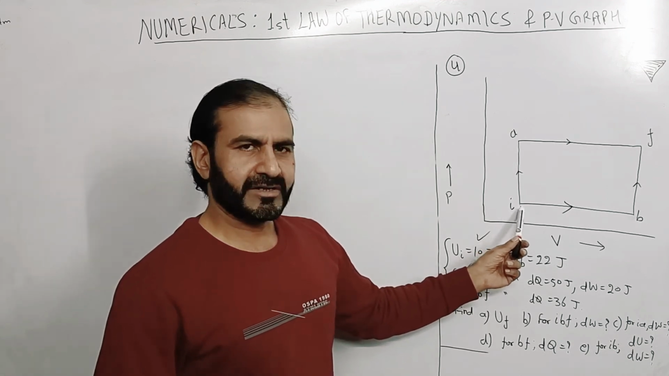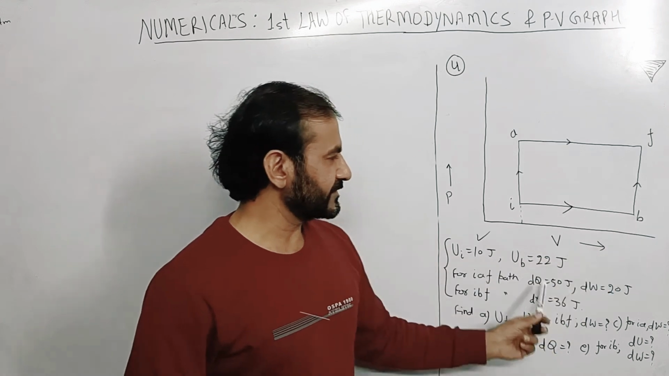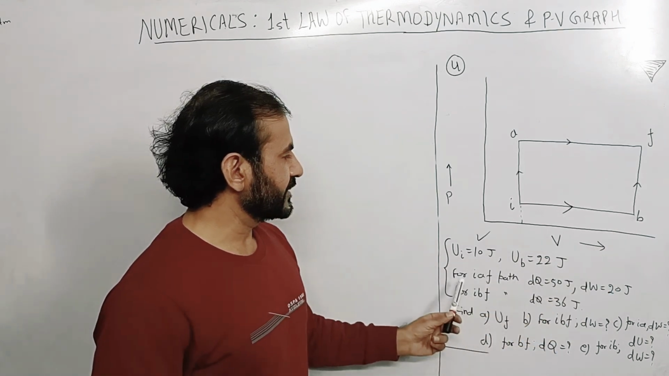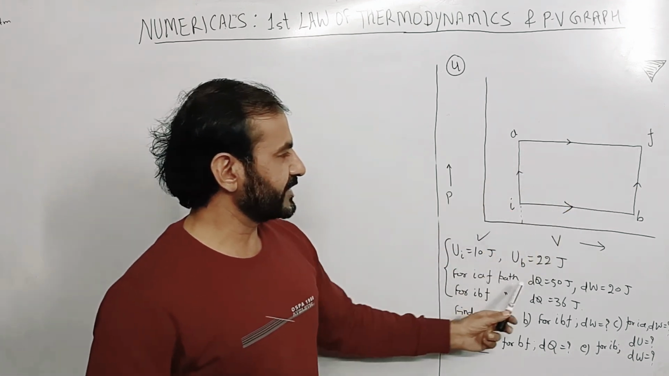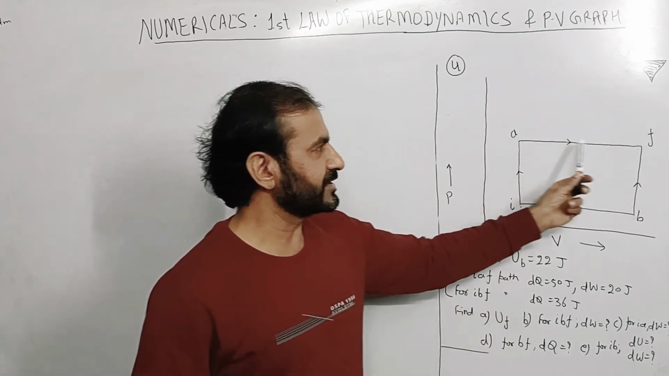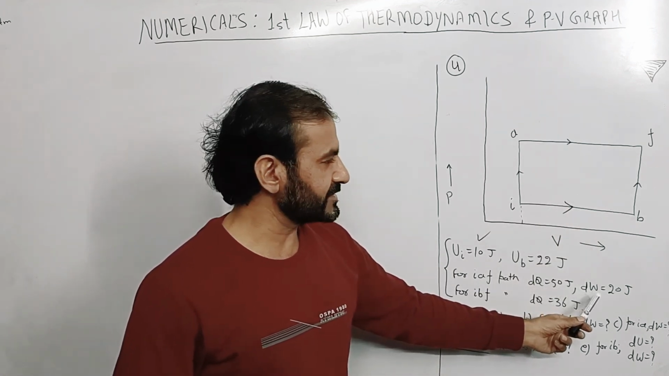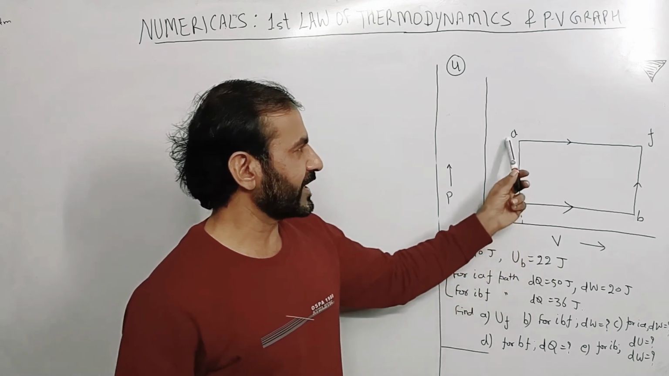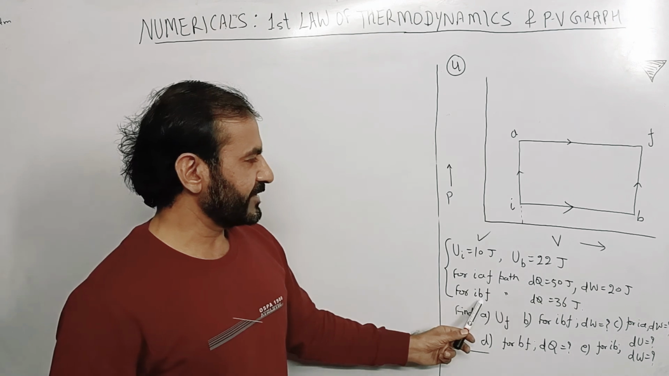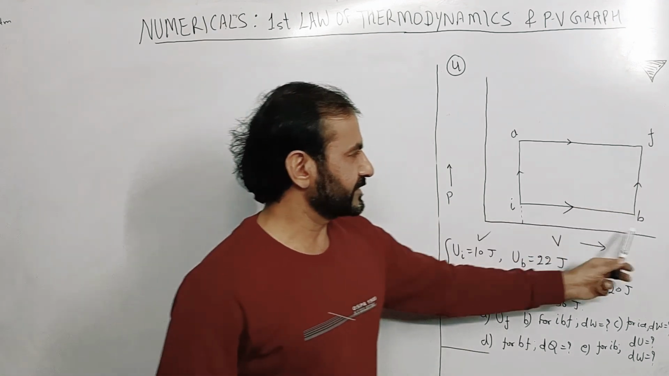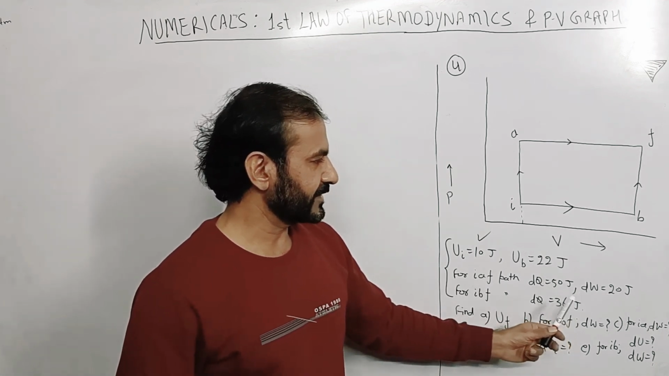UA, internal energy in state A, is 10 joule. Internal energy in state B is 22 joule. For the IAF path, you are given dQ, that is heat given, 50 joule, and dW, that is work done, 20 joule. For the IAF path, work done is 20 joule. For the IBF path, you are given only dQ, that is heat given to the system, 36 joule.